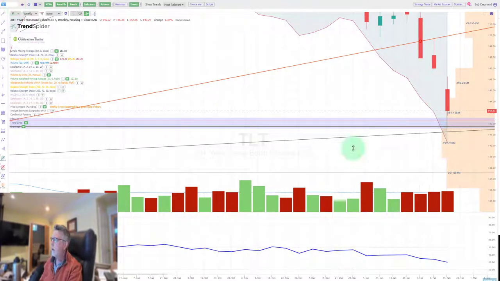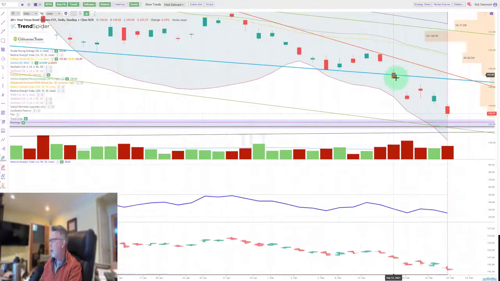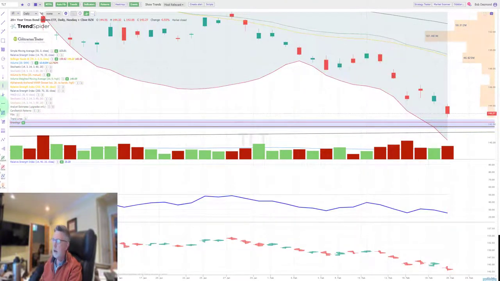Beware. So TLT, we have our alert set here. Let's take a look at it on a daily time frame. Note how we broke support. Here's the automated trend lines on TrendSpider. You click a button. Note, there's no trend lines here.